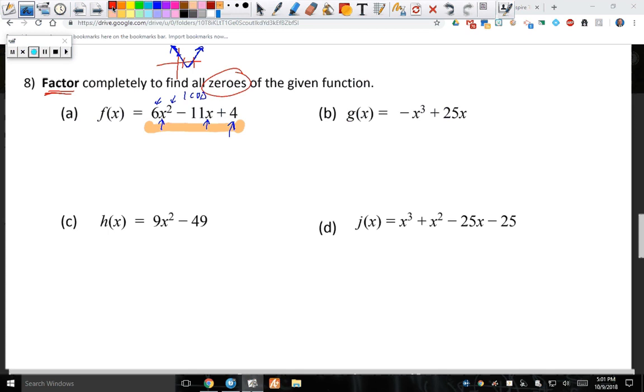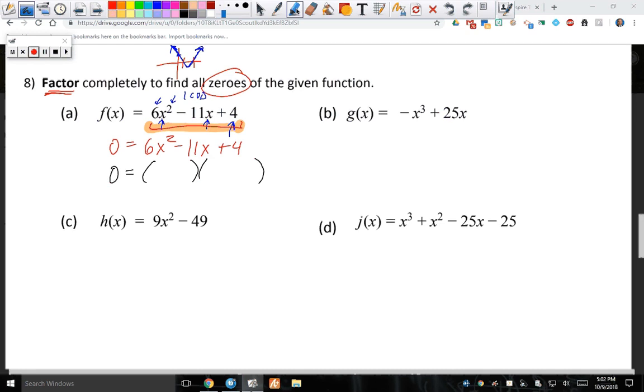Alright, so I have 3 terms. The very first thing that I would try to do after setting it equal to 0 is to see, is there a GCF amongst these terms? Is there a greatest common factor that I could divide out from all of these 3 that they share in common? And in this case, the answer is no. So then I'm going to move on to setting it still equal to 0, but I'm going to create 2 binomials that would be the factors of this 6x squared minus 11x plus 4.